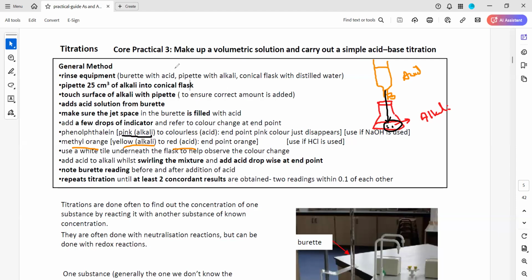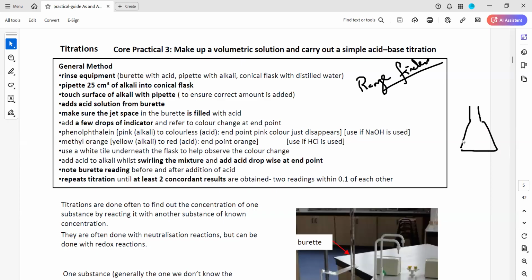We use a white tile underneath the flask to observe the color change. And when acid is mixed with an alkali, we should always swirl the mixture and add acid drop wise at the end point. But whenever we are doing this experiment, the first titration is called a range finder. What is a range finder? In a range finder, what do we do?